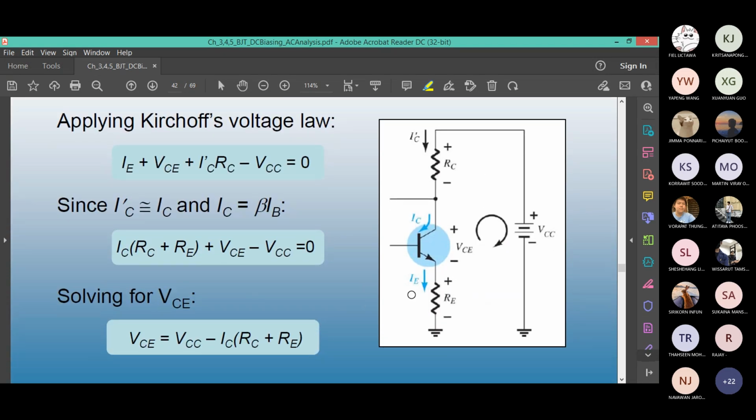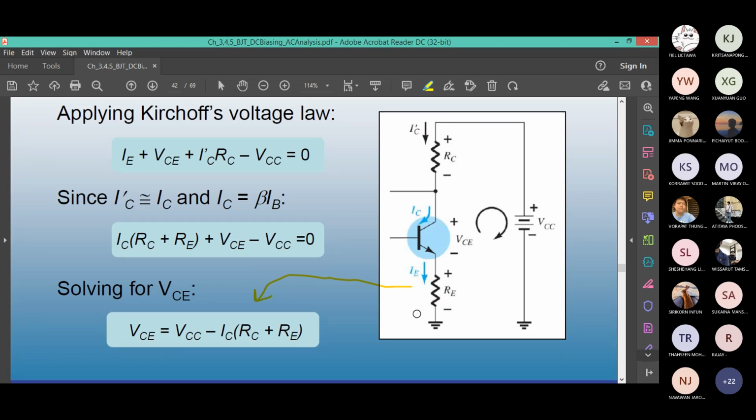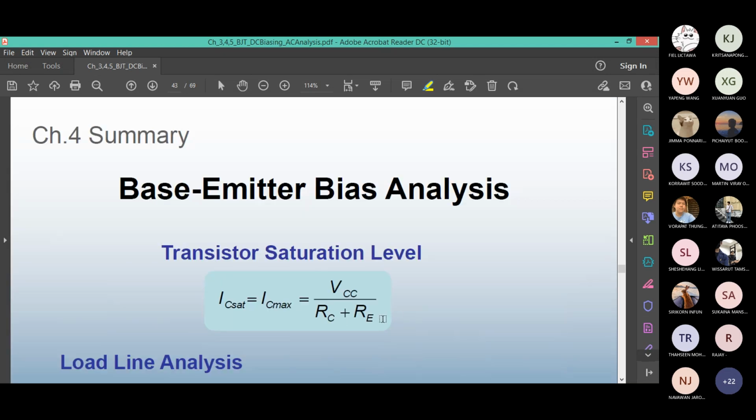Solving, you get this equation, which is similar to so many other you saw in the beginning. VCE equals VCC minus IC times the two resistors in series. So what is the cutoff voltage? If at the cutoff there is no current, means VCE equals VCC. At the saturation, VCE is 0, there is a lot of current. IC will be VCC divided by RC plus RE.